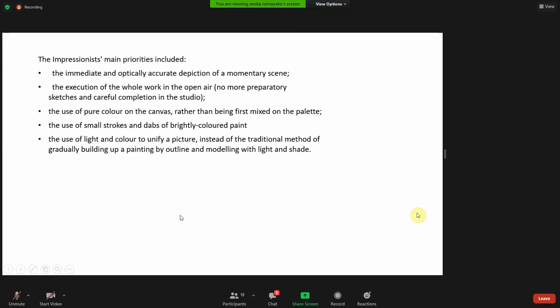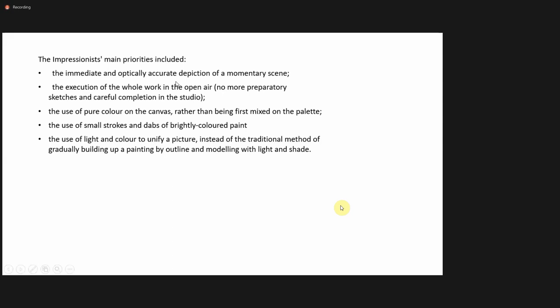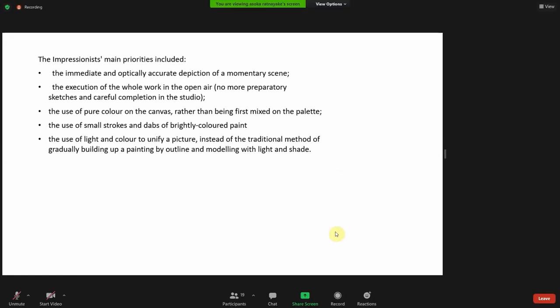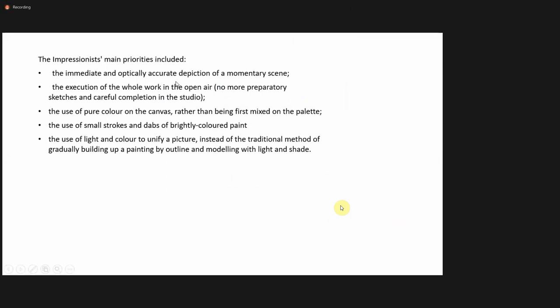With the next paintings, you will realize that more. The impressionist main priorities included the immediate and optically accurate depiction of a momentary scene. When the scene was very nice, they immediately captured it. Optically accurate is what we can see properly in that moment, just at the moment, with the light. So the visual beauty was captured here.